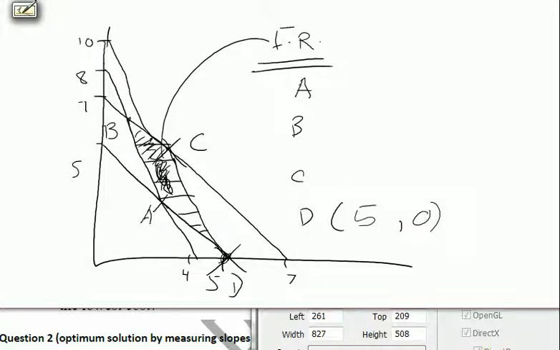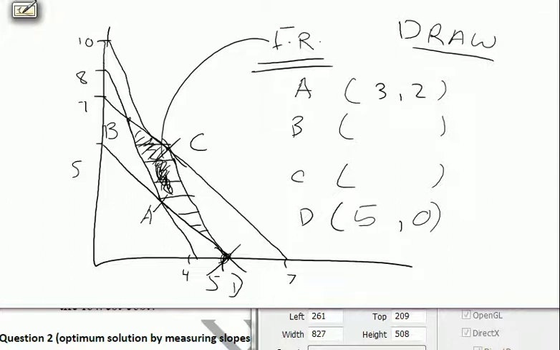Now since I don't have graph paper, I have sketched this graph. When you properly draw this graph, you will get to know the exact coordinates of C, B and A. I assume that you have general knowledge of reading graphs and identifying these points. Once you have drawn the graph on graph paper and identified the points, the coordinates of A, B, C and D should be (3, 2), (1, 6), (3, 4) and (5, 0).